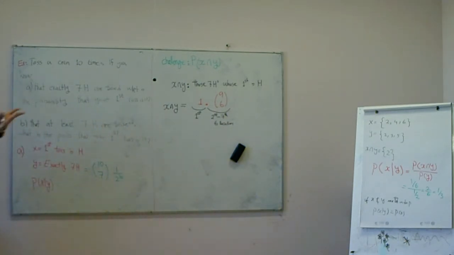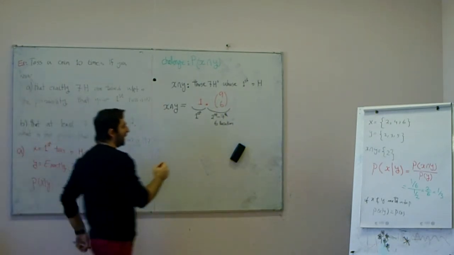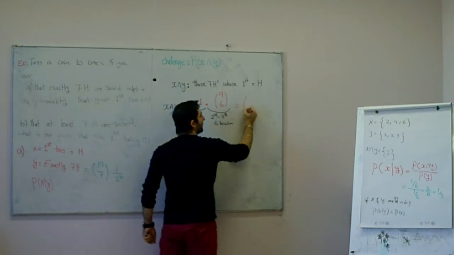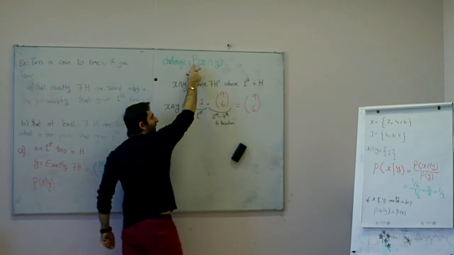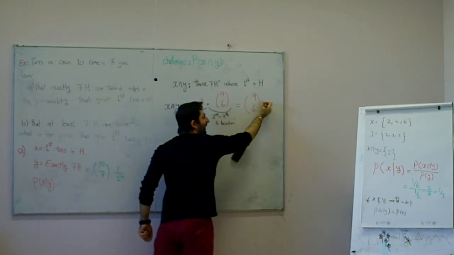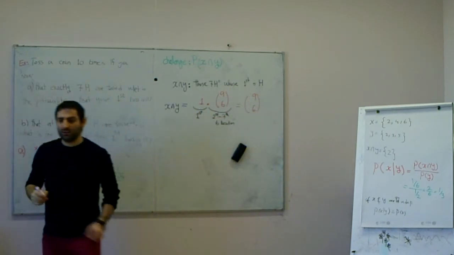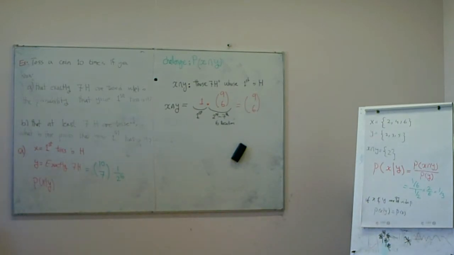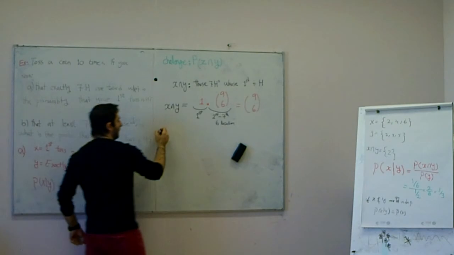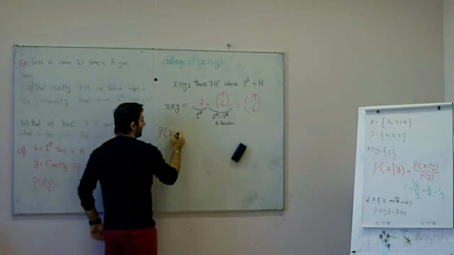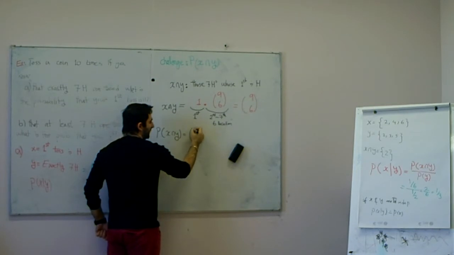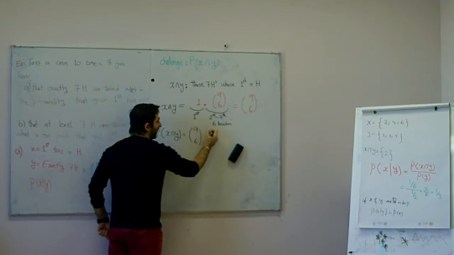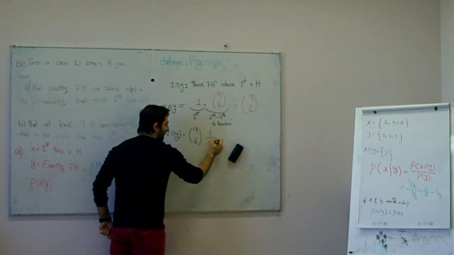One multiplied by the combination of 9 and 6. And what is the probability? I have to multiply this by 1 over 2 to the power 10. So the probability of X intersection Y is C(9,6) multiplied by 1 over 2 to the power 10.